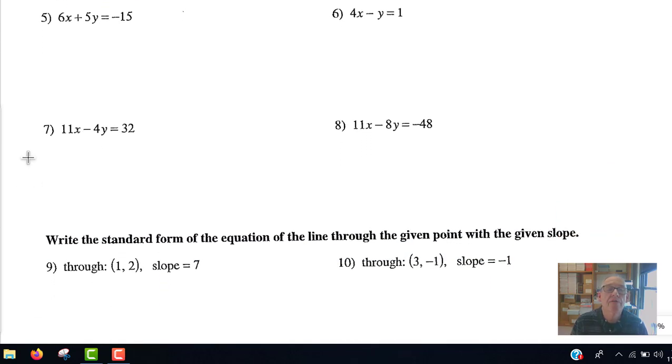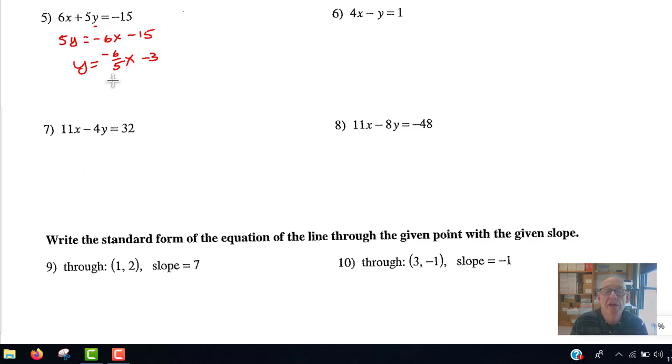Let's look at number 5. Want to solve for y again. The 6x needs to move to the other side, becomes a negative 6x. 5y equals negative 6x minus 15. We're going to divide everything by 5. y is equal to negative 6/5 x, and a minus 15 divided by 5 is going to give me a minus 3. So this is going to turn into y equals negative 6/5 x minus 3.